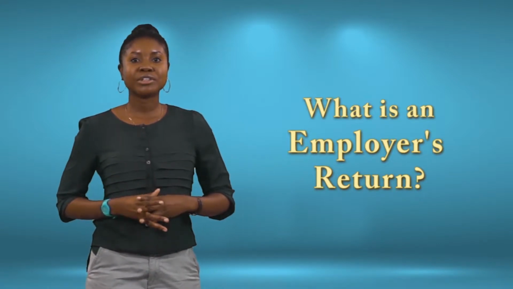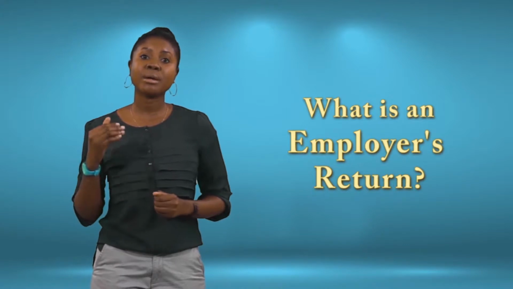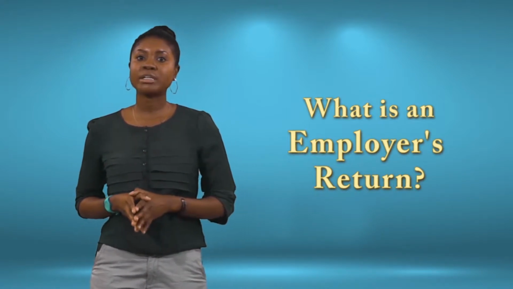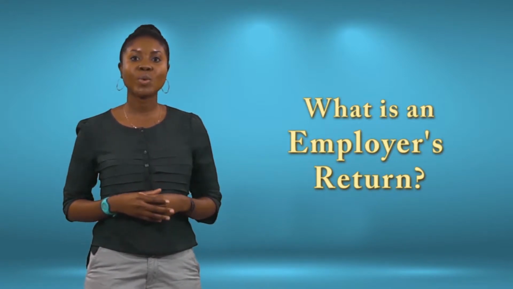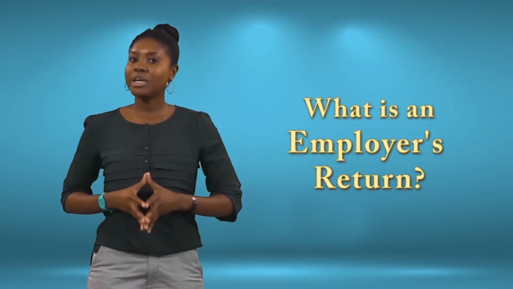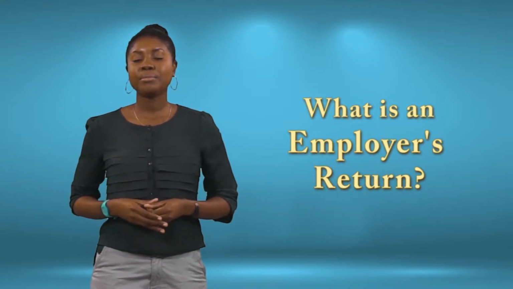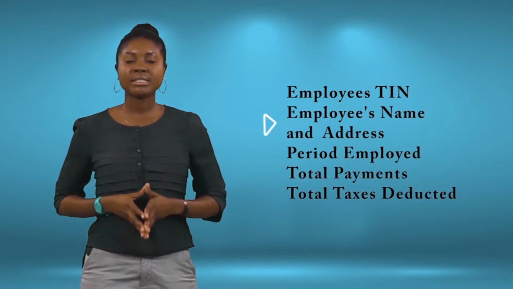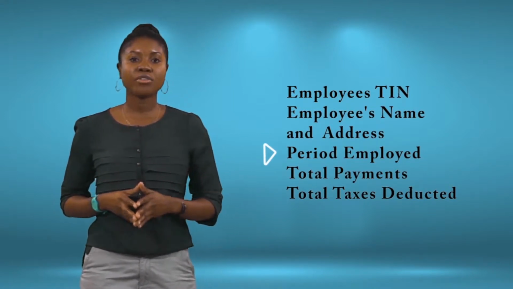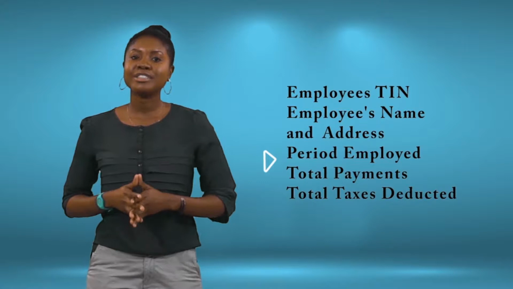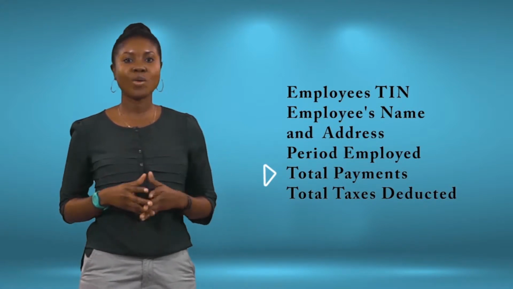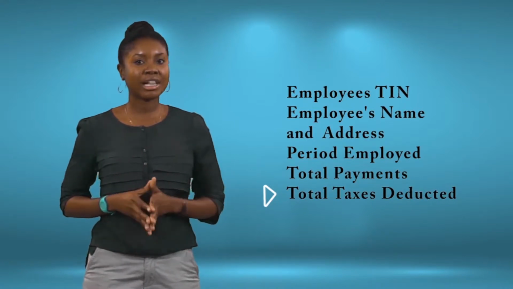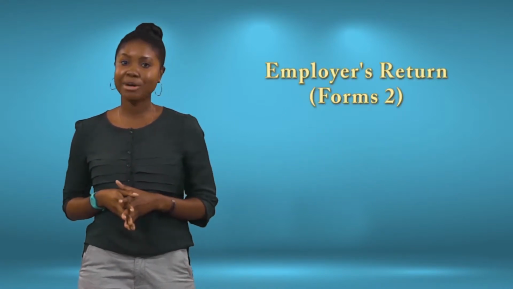The Form 2 is a return submitted by employers indicating the number of persons employed by them. That means each employer is required to submit an employer's return or Form 2 annually and provide the following information for each employee employed in the previous year: employee's TIN, employee's name and address, number of months employed, whether full-time or part-time employment, total payments including allowances, overtime, and other emoluments, total income tax deducted from wages and salaries. Whew, well, that was a mouthful.